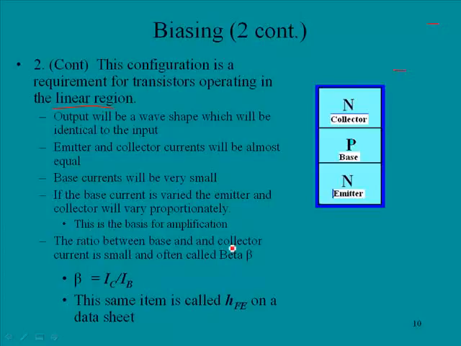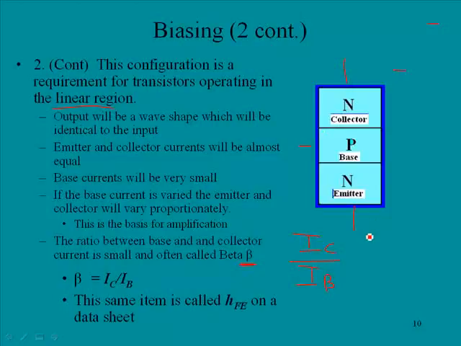The ratio between the base and the collector currents is small. It is often referred to as beta. Remember, we had the alpha, which was the relationship of the emitter to the collector. The beta is the relationship of the current in the collector to the current in the base, and we write this as IC over IB. This is not the relationship between the emitter and base; it is the relationship between the collector current and the base current, IC over IB.